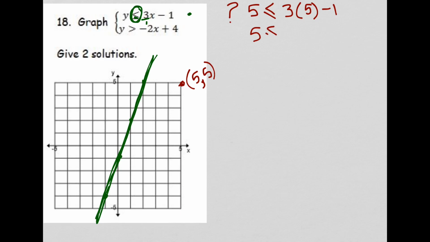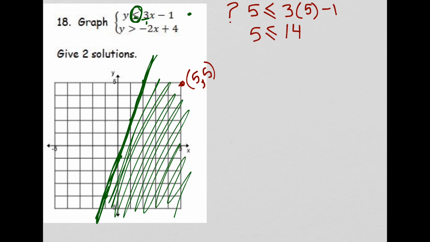Is 5 smaller than 15 minus 1, which is 14? Is 5 smaller than 14? Yeah. So that means that was a solution. So I'm going to just shade, oh, hey, my bad. I better do it green. I'm going to shade lightly on this side of the equation.